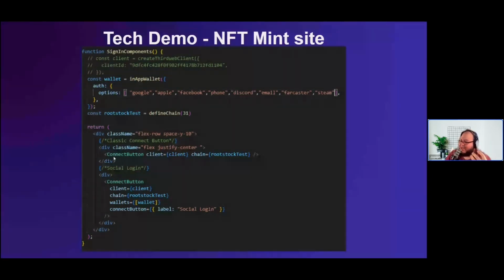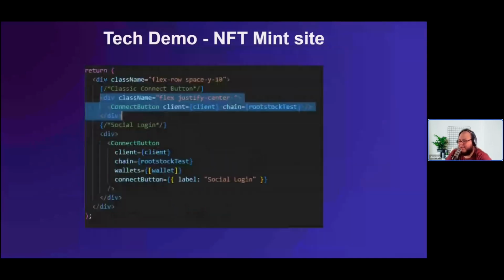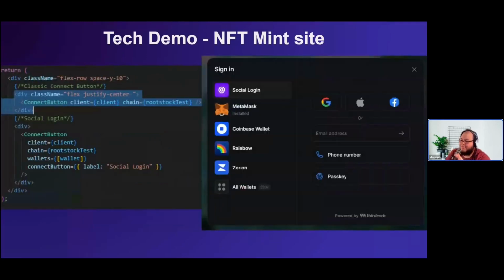So for example, our connect button component, very simple. If you want a very easy to read, easy to use connect button component, you can use just connect button, pass in the client that we created, pass in the chain we're working with. And just like that, right here, I've actually highlighted it. Just like that, one line of code is all you need. And boom, you have a very, very well thought out connect button component.